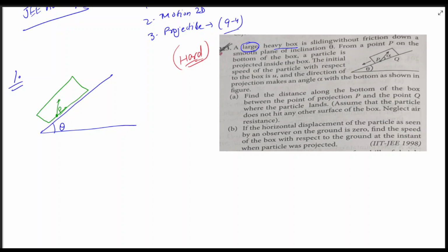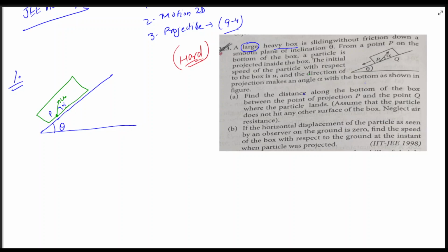From here, it is projected, where the initial speed of the particle with respect to the box is u. So with respect to the box, it is u. Remember, this is the bottom of the box and this is point P from where it is projected, and u is the relative velocity with respect to the box. And this angle is alpha, the direction of the projection.